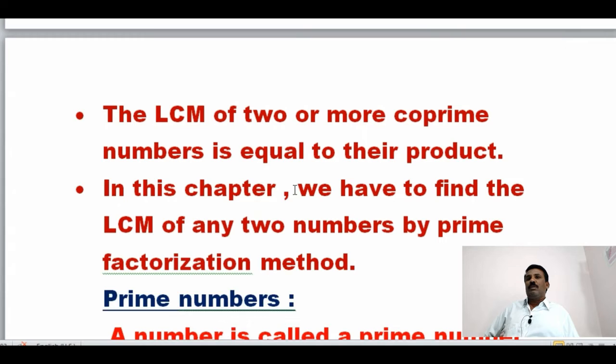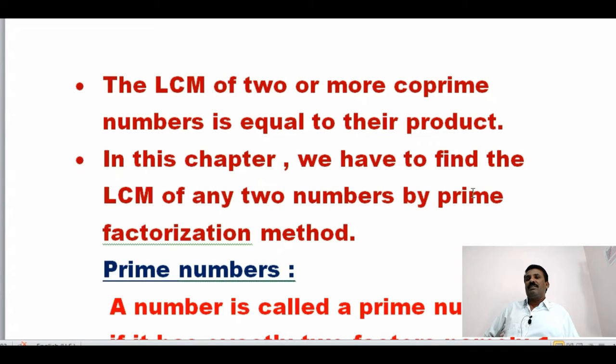So in this chapter we have to find the LCM of any two numbers by the prime factorization method. Here in this chapter you should find the LCM of any two numbers by the prime factorization method.